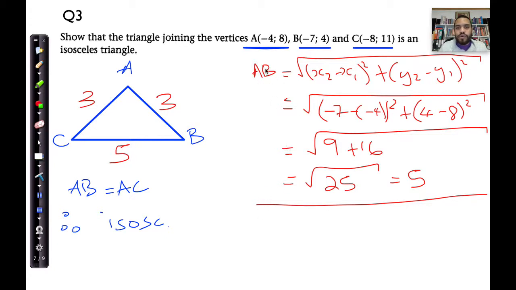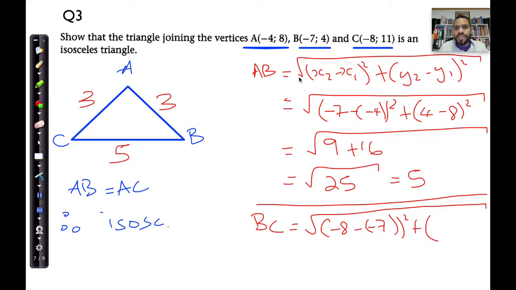Now let's do it for BC. Let's see what happens with BC. Well, again, BC is equal to the square root of, let's make it the x's first, minus 8 minus 7, right? Plus, let's work with the y's. It's going to be 11 minus 4 squared. And remember, your order needs to be consistent. We need to say minus 8 minus 7 and then 11 minus 4. And what does that give us?